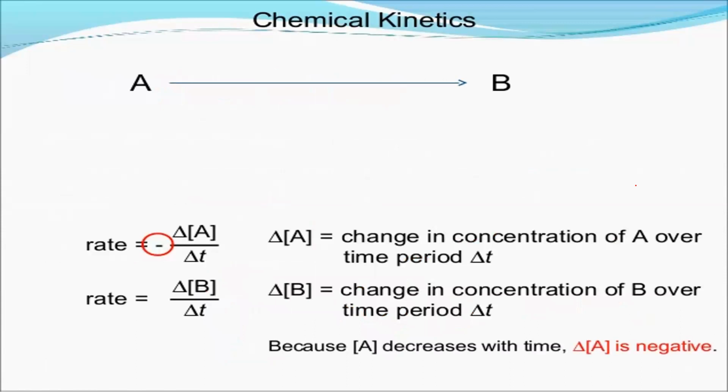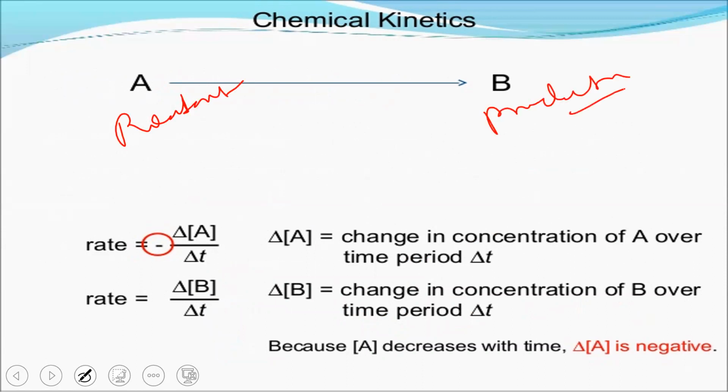So for example, see this one, A to B. A is the reactant, and B is the product. Then how can you write the rate in a mathematical expression? See this one here, it is a rate. How can you write it as delta A by delta T? See here, rate is equal to the change in the concentration of reactants.